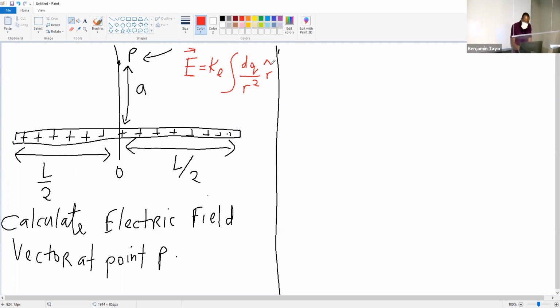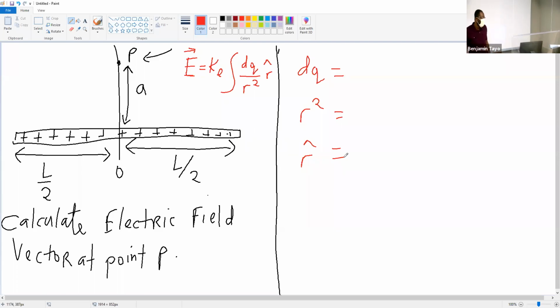So for me to use this equation here, we need to figure out what is my dq, what is my r squared, and what is my r hat. Once I have those three quantities, I should be able to do my integral. Right?